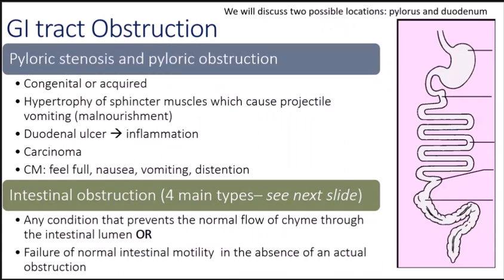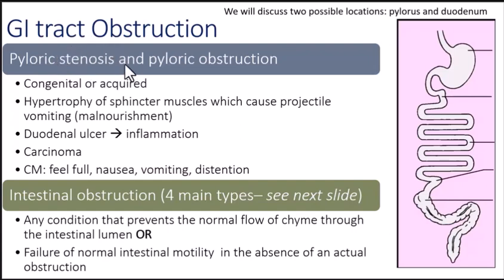Moving on now to a different topic, which is GI tract obstruction. An obstruction is going to be really anything that blocks or prevents the normal flow of food throughout the digestive tract. And although an obstruction can occur anywhere along the digestive tract, we're going to be looking at a few specific examples, starting with pyloric stenosis and pyloric obstruction.